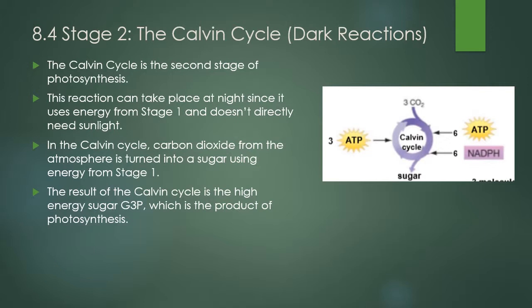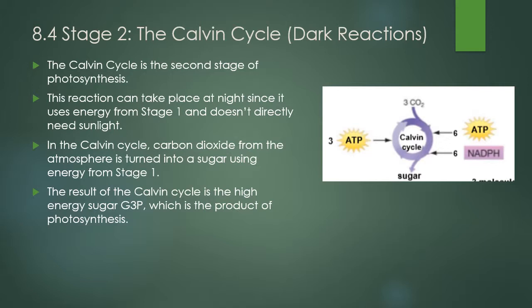So our next stage of photosynthesis, stage 2, is the Calvin cycle, which is sometimes known as the dark reactions. They used to always be called the dark reactions, but these reactions do not have to occur in the dark. They just don't need light to occur. So they started calling it the Calvin cycle more commonly. But you may hear those terms and they both refer to the same thing. So the Calvin cycle is the second stage of photosynthesis, and the reaction can take place at night because it uses the energy from stage 1 and doesn't directly need sunlight.